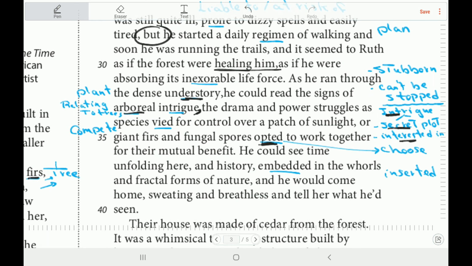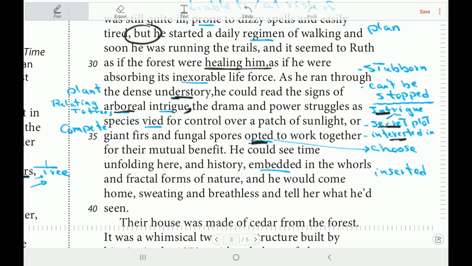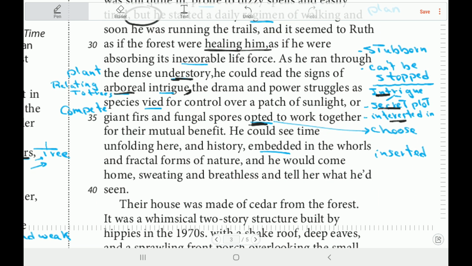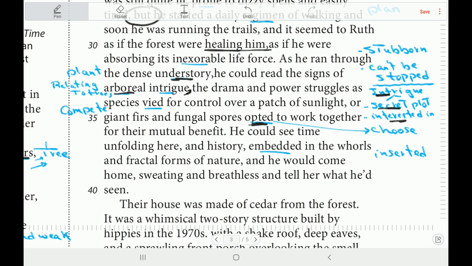So what is going on here in these lines? She said he kept on running through the plants, and he could read the signs of arboreal intrigue. He has this power to read this secret plan. Actually there is no plan, but he imagines it, because he loves the forest so much, that there is a struggle between the trees. So every tree is struggling with the other for sunlight, or the other option, they can work together.